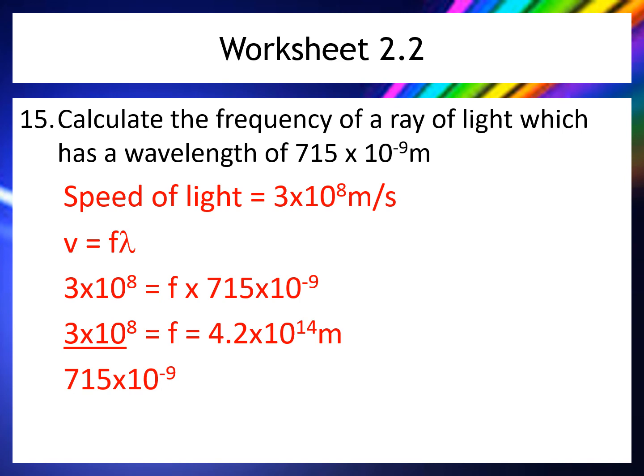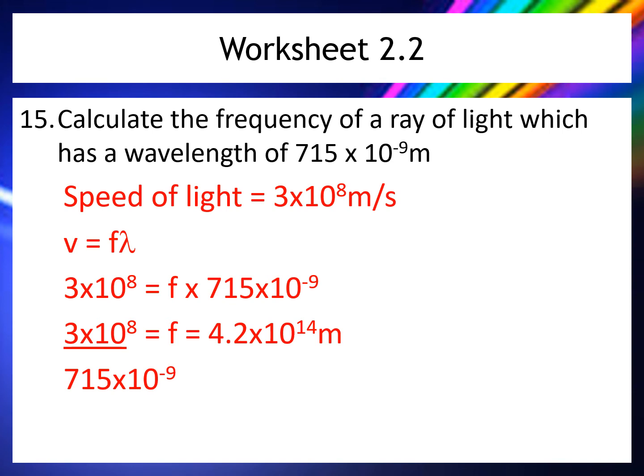This is exactly the same kind of question. Again, you're only given the wavelength, so they're assuming that you know the speed of light. I write out the equation, v equals f lambda, and I put the numbers in. v is 3 times 10 to the 8. We don't know the frequency because we're calculating it, but we do know that the wavelength is 715 times 10 to the minus 9 meters. Reverse the maths: 3 times 10 to the 8 divided by 715 times 10 to the minus 9 equals frequency.